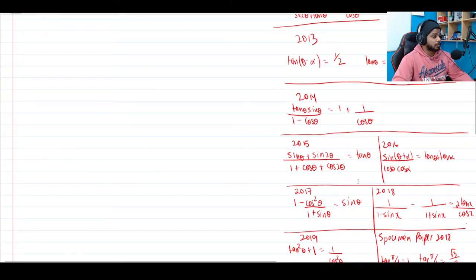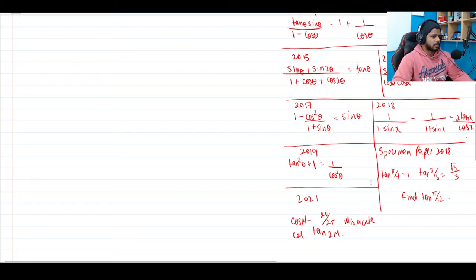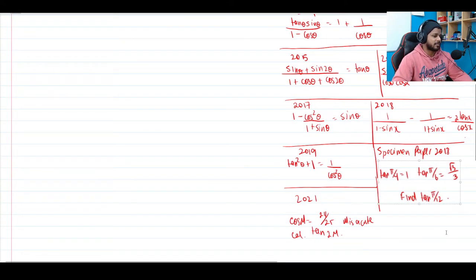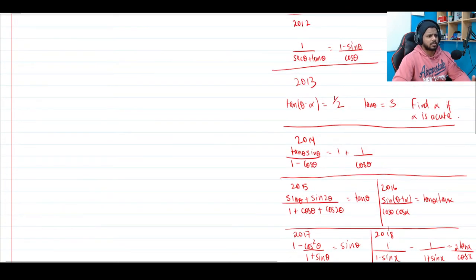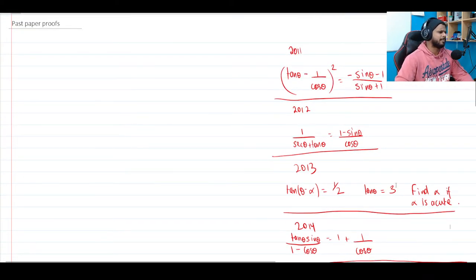Some of them are not proofs per se, but calculations. Like for this one, for example, I have to find what tan of pi on 12 is. This one, I'll have to calculate tan of 2m. And all the others, proofs 2013, I have to find alpha if alpha is acute. So we'll go through all of them.